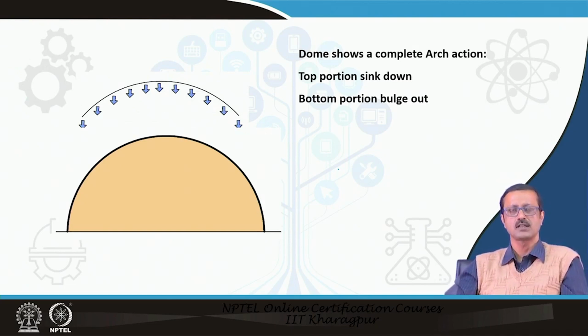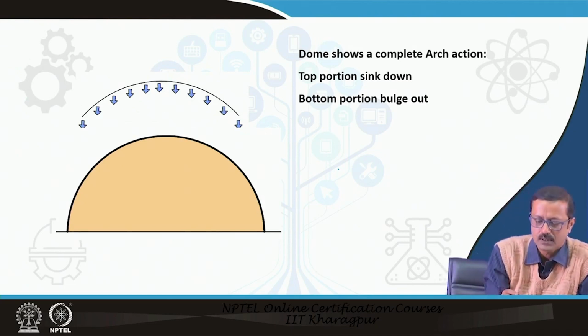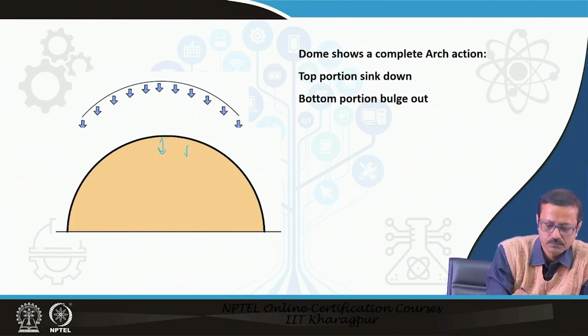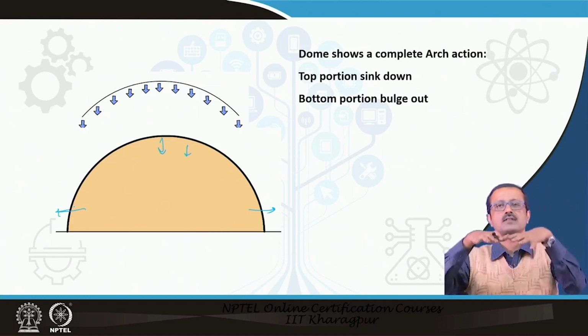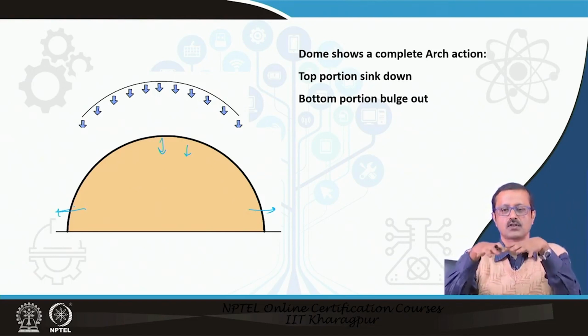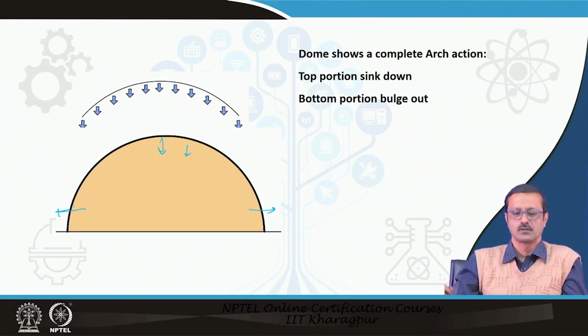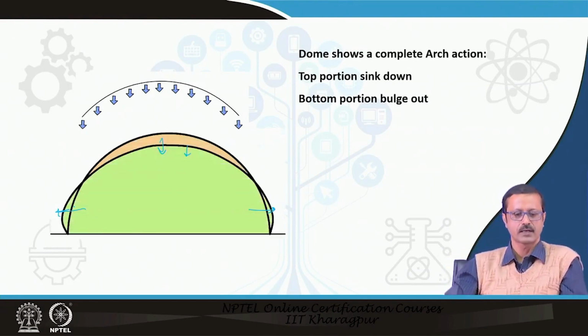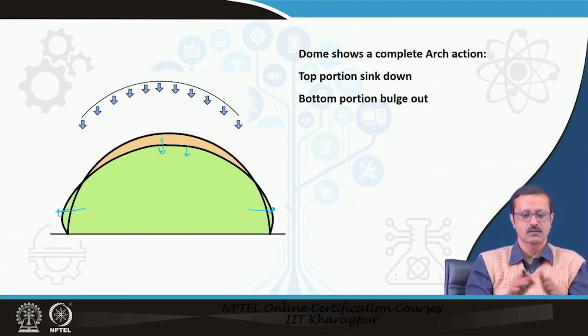Because of the self weight, the top portion sinks down and the bottom portion goes out. Something like if you just press a balloon, what is going to happen? The top portion will sink down and the bottom portion will get inflated much more, and it will bulge out. It is going to happen here also. The green color is the final shape after the loading has been done, sunk down.